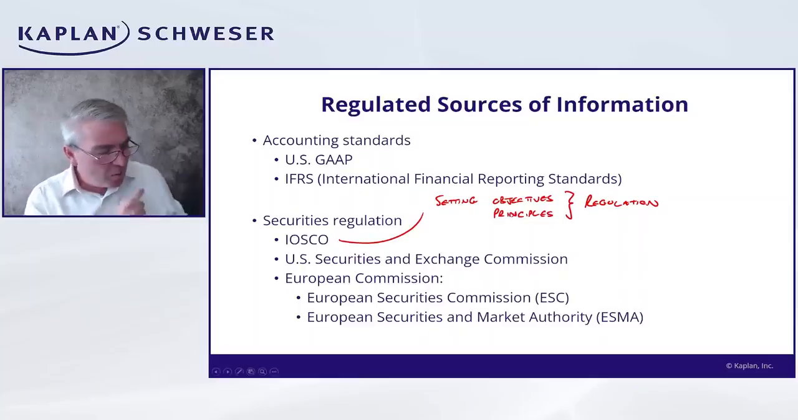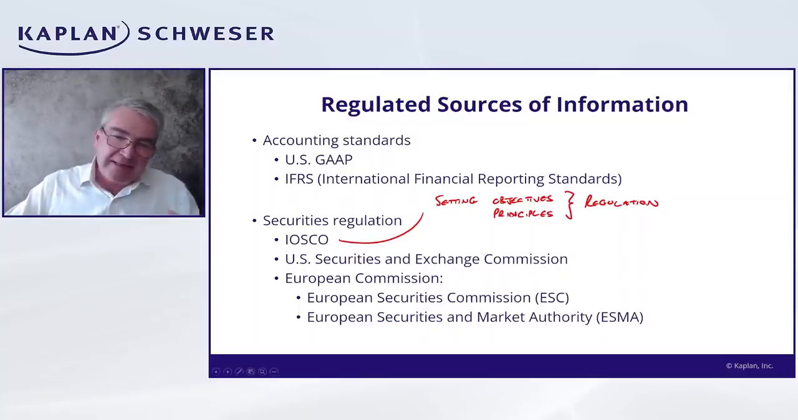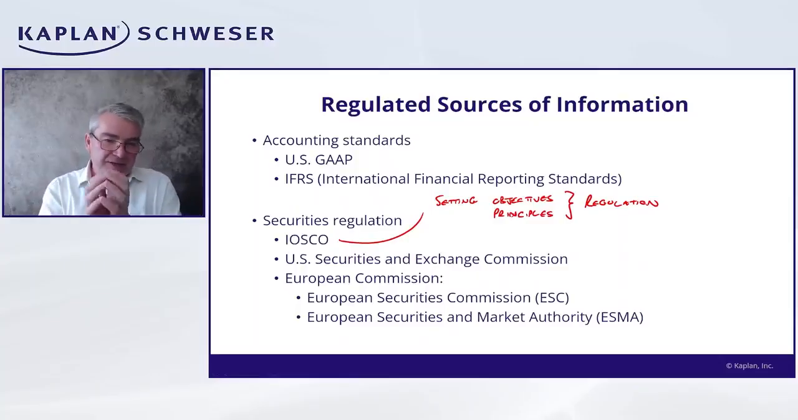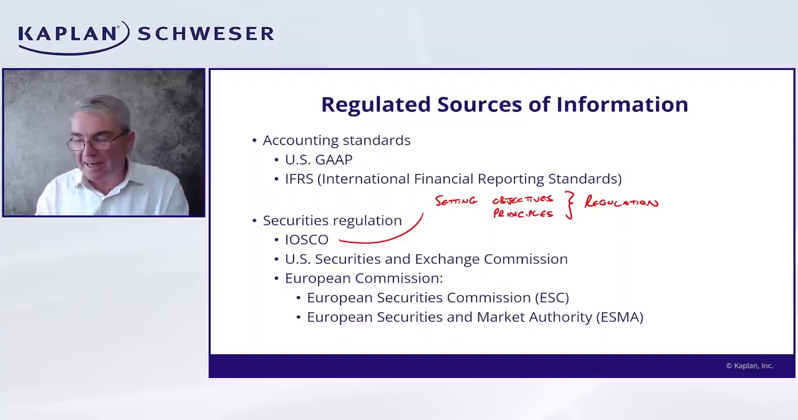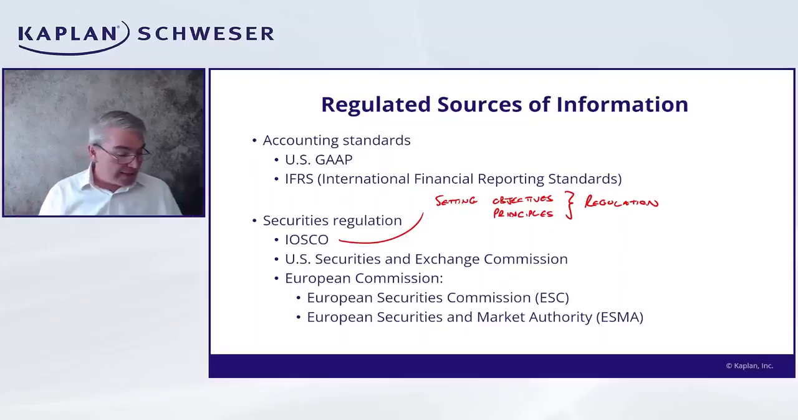I think it's worth being aware that if IOSCO sets an objective or states a principle, it's not mandatory for each securities regulator to adopt that, okay? But really what they're trying to work on is global harmonization. But it's down to the individual members to actually adopt these principles and incorporate them within their own regulation. Anything else we should be aware of?